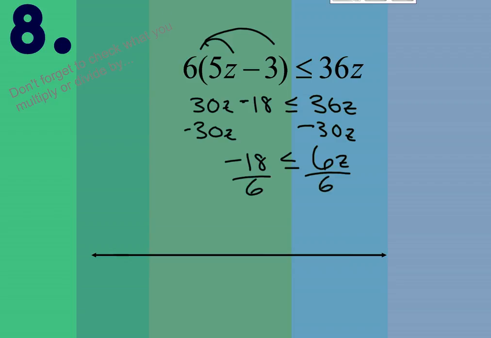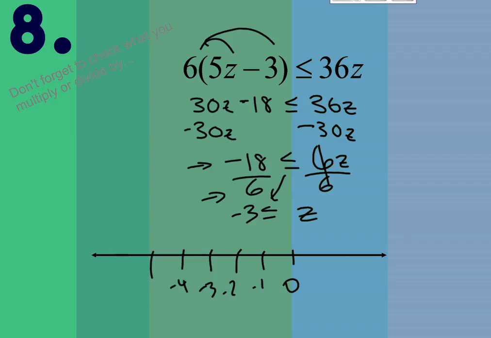Be careful because just because this is negative on top doesn't mean I switch the sign. This is the important one, the denominator. That's not negative, so I don't switch the direction of the sign. I keep the sign the same way. So that's going to be full circle. Negative 3 is less than Z, so if I wanted to flip that around, that's fine, but the arrow's got to be pointed the right direction. So I'm going that way.